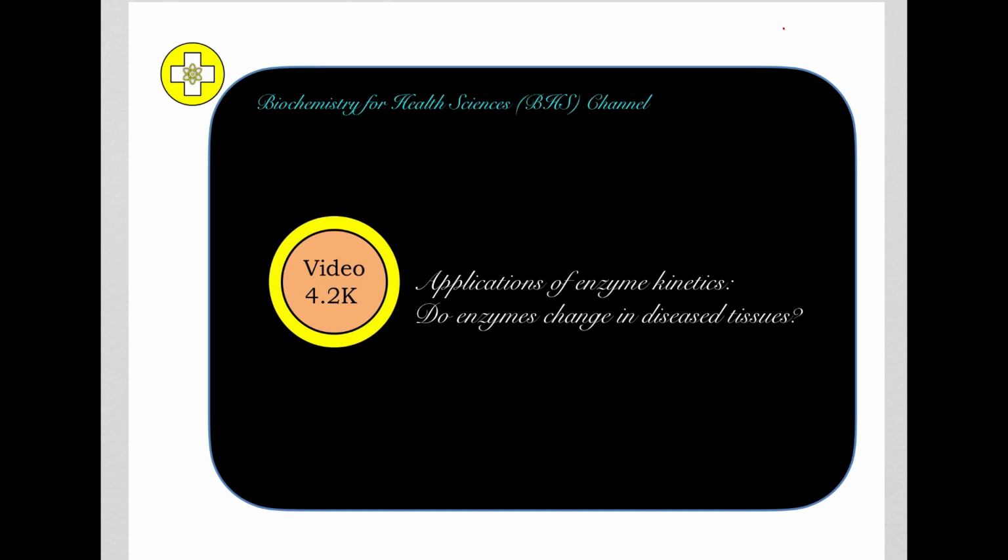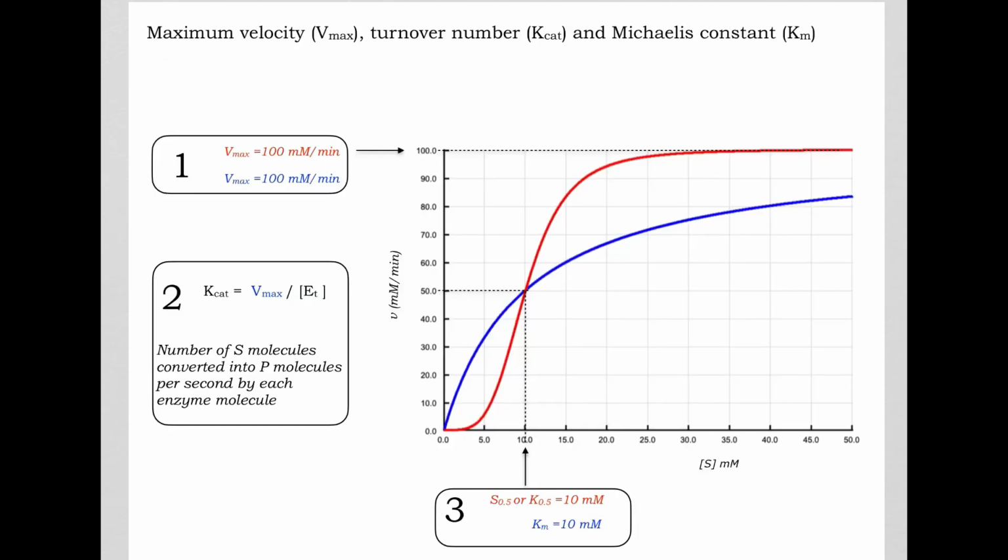We will continue our discussion on the applications of enzyme kinetics. And today we'll try to answer the question, do enzymes change in diseased tissues? In previous videos on enzyme kinetics, we discussed how to obtain three very important values, Vmax, kcat, as well as Km.